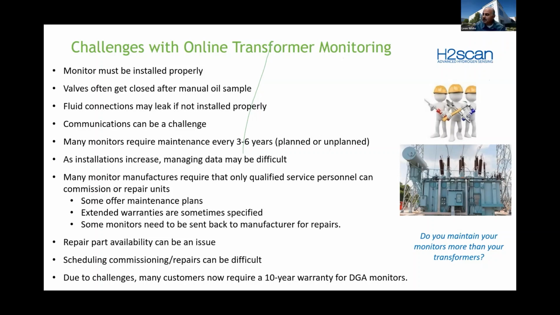And so the one thing that we hear fairly often is, our transformer monitors require so much maintenance. We're maintaining our monitors more than our transformers. And so again, if you're purchasing monitors that are going to require maintenance, you want to make sure you plan for that. And if that's a problem for you, then you want to make sure that you're buying reliable monitors that aren't going to require that much maintenance and have a very long life, preferably with no maintenance.